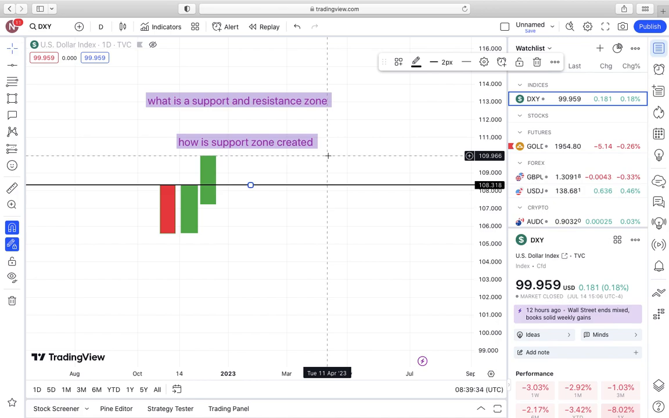That is how a support zone is created, actualized, and violated. When it is violated, it forms what we call a current resistance zone. When it is created, you have to wait for it to be actualized for you to buy.